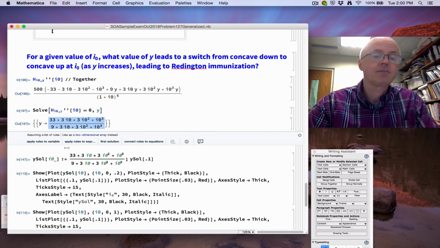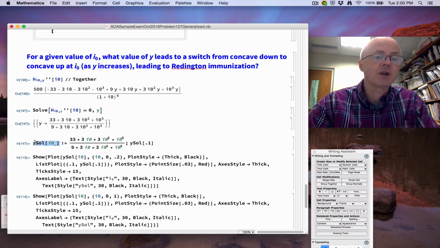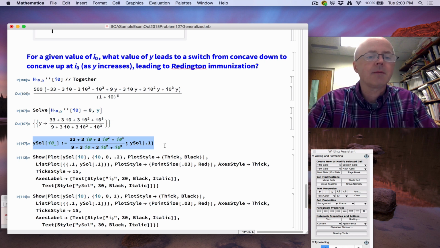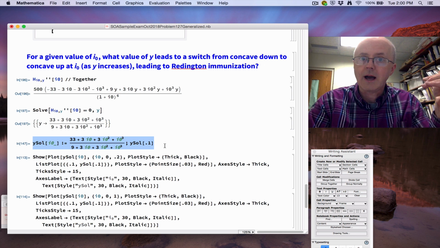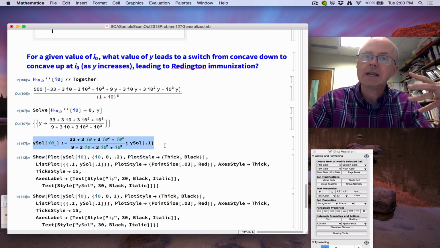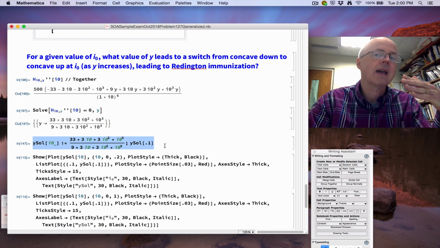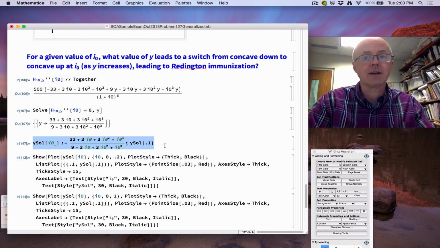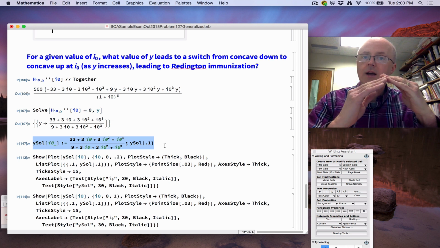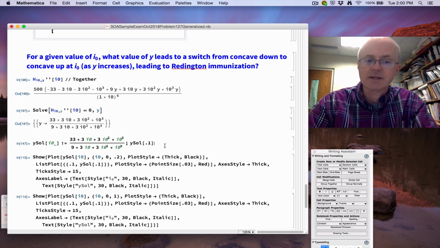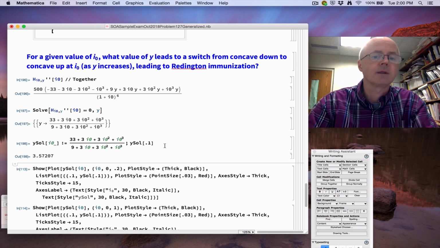And then I could make that a function in Mathematica. I'd take this expression, type it in here, make this a function of I0. I'm calling it ysol of I0. That's telling me for a given value of the interest rate, I0, that I happen to be thinking about, what value of y, time of the second payment, will lead to the second derivative of the h function being 0, effectively saying as y increases through that value, the graph changes from concave down to concave up. Okay, so we go to a regime of Redington immunization when y is bigger than this solution.